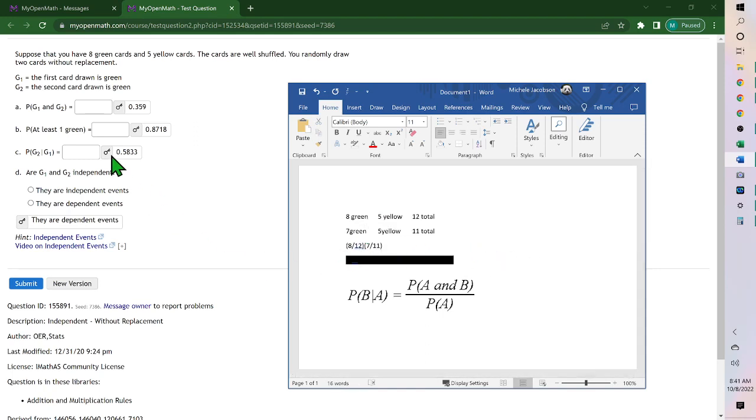And when you multiply those together, you will get this one, 0.359.